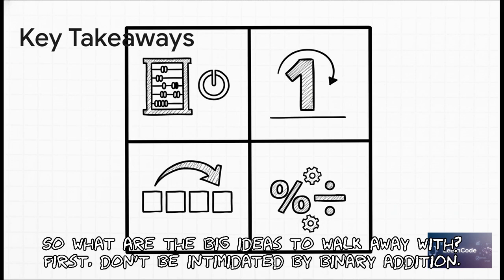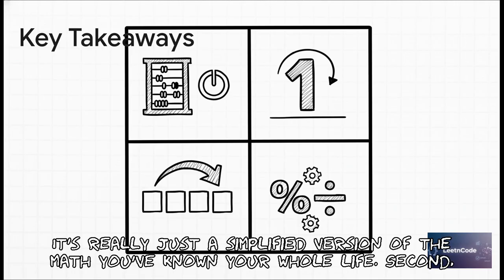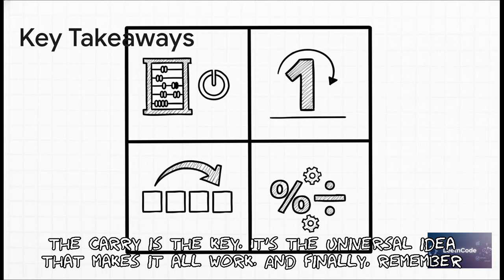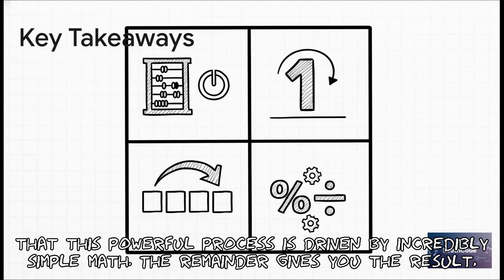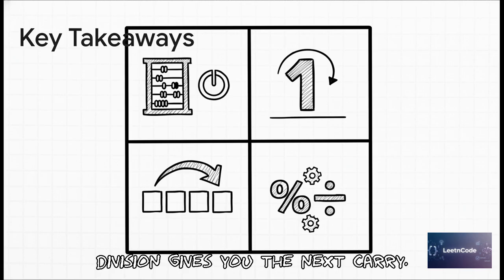So what are the big ideas to walk away with? First, don't be intimidated by binary addition. It's really just a simplified version of the math you've known your whole life. Second, the carry is the key. It's the universal idea that makes it all work. And finally, remember that this powerful process is driven by incredibly simple math. The remainder gives you the result, and division gives you the next carry.